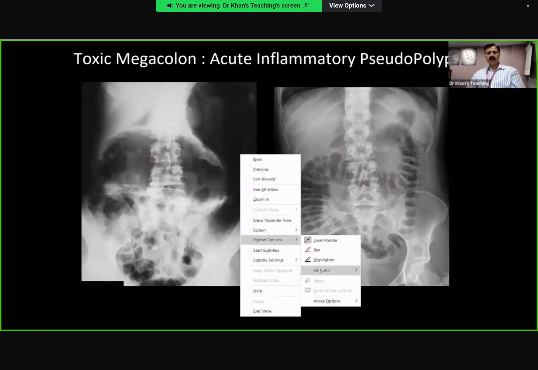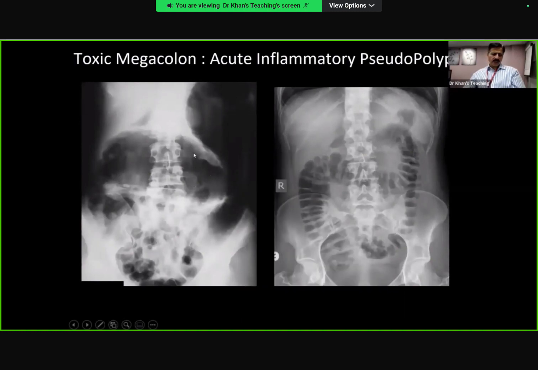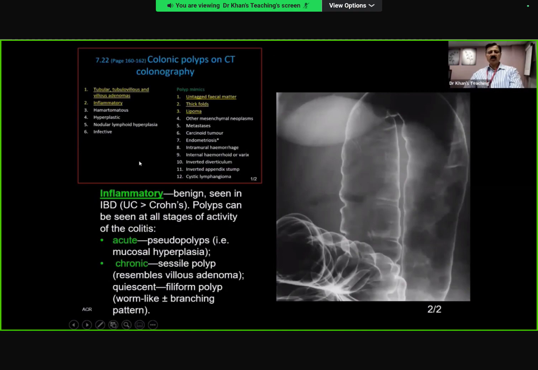And then how will you describe it in the exam is that you are going to tell the examiner that there is a dilated long segment of transverse colon. With that, there is loss of haustra. There are thumbprints, where I'm pointing out. And look here, what is projecting inside. And this is what we call pseudopolyps or acute inflammatory polyps. So this is nothing except for mucosal hyperplasia.